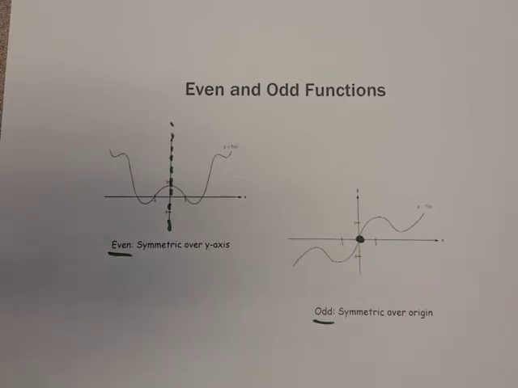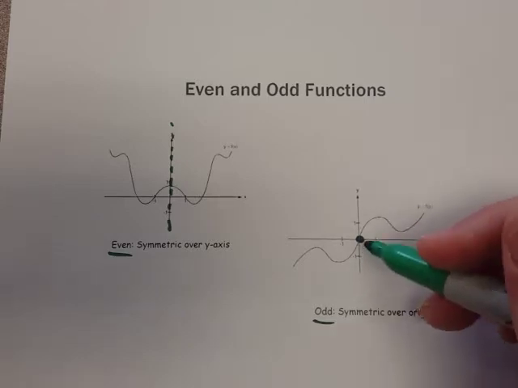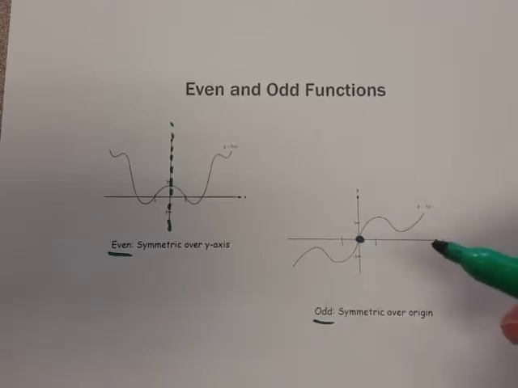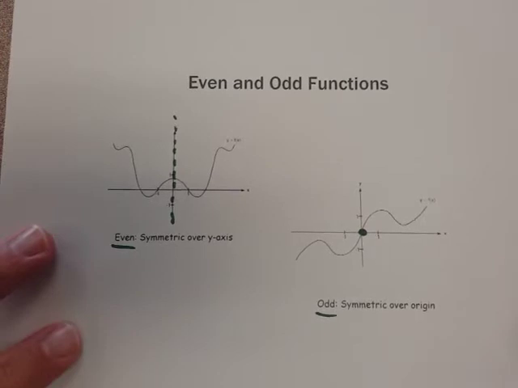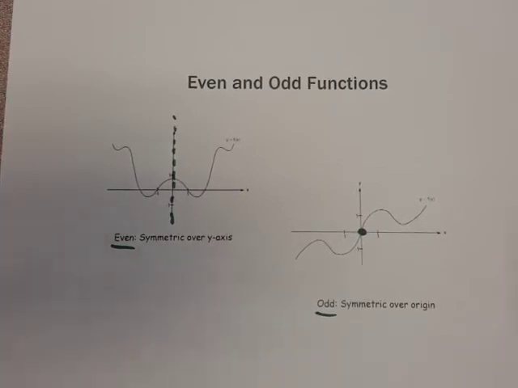There are functions that look symmetric, but maybe they don't go through 0, 0. They have to go through 0, 0 in order for this to officially be considered odd. So this is the graphical interpretation of even and odd functions, and you can look at a graph and just get an idea of what you think it might be.